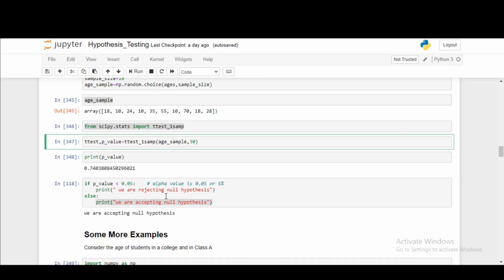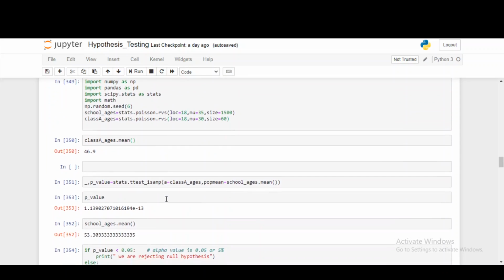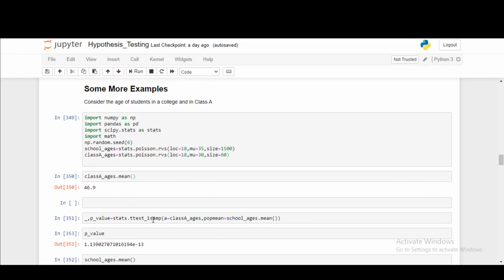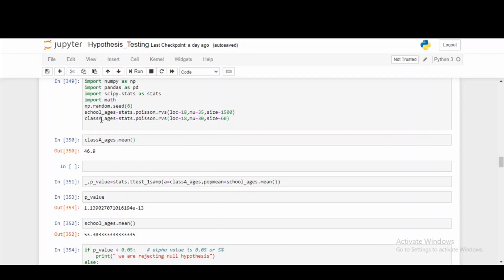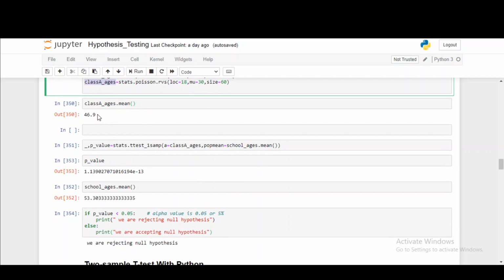Okay, now see the second example. So here also I am creating a random sample. I am creating a class A ages, a random sample, and I am seeing my age is 46.9. Okay, mean of the population. And from there only I am taking the sample data set and I'm checking the p value.